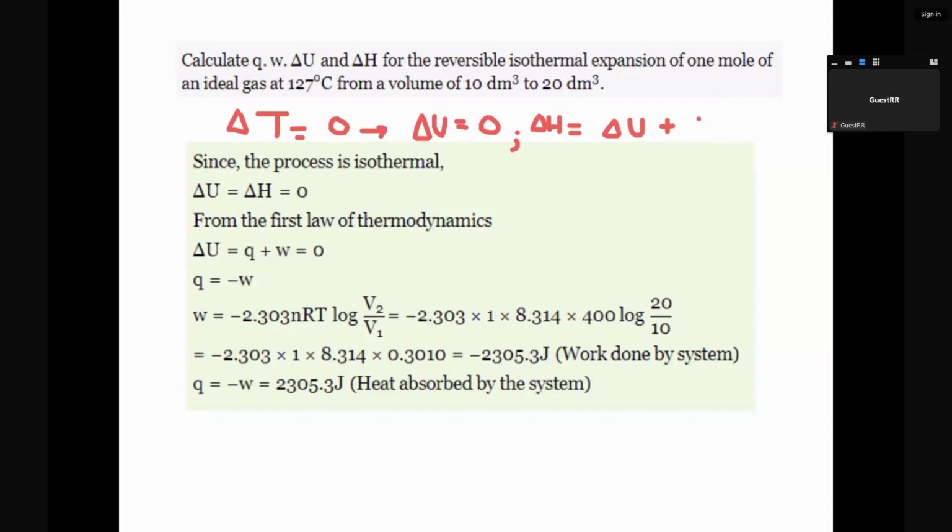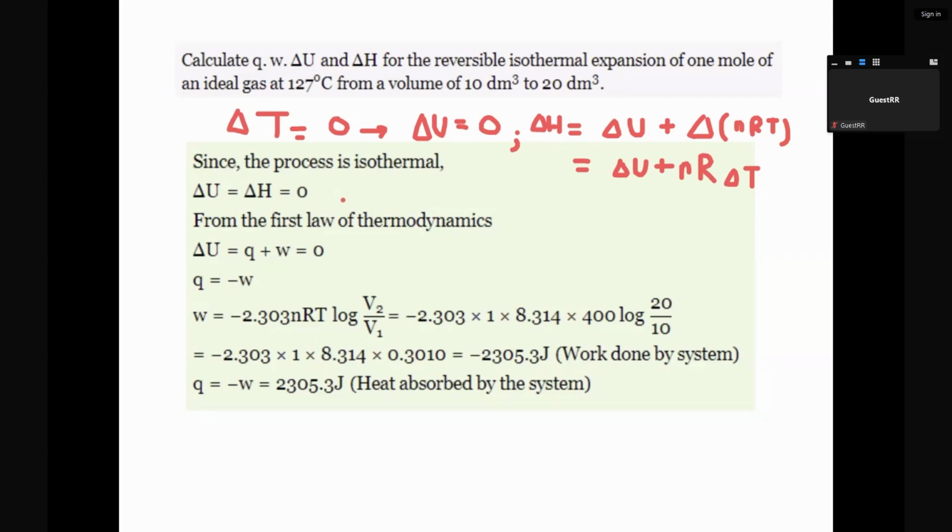So delta H is equal to delta U plus delta of nRT. Now nR is a constant. So we are having delta H is equal to delta U plus nR into delta T. Now since for an ideal gas and also an isothermal process, this delta T term is equal to 0. So delta H is equal to delta U. So if delta U is 0, delta H is also 0.